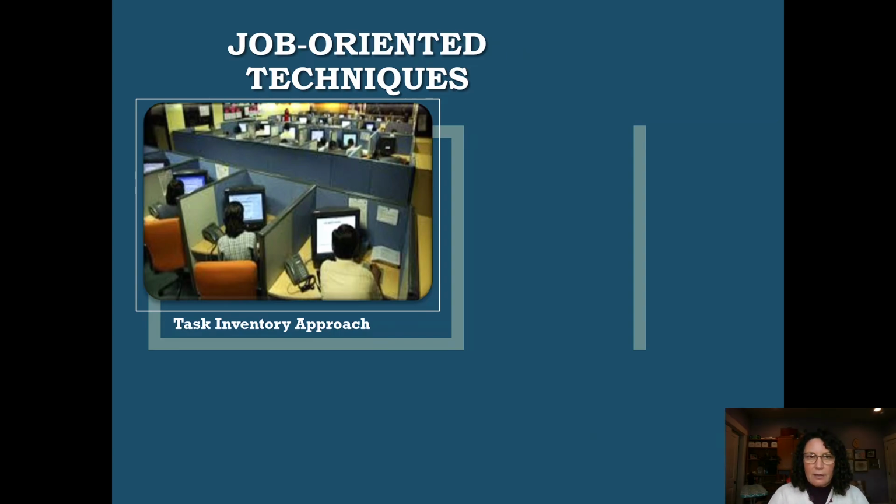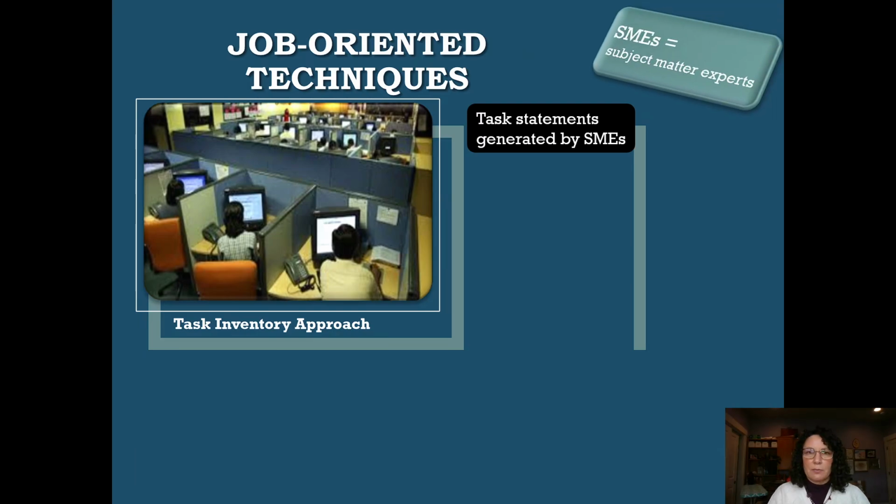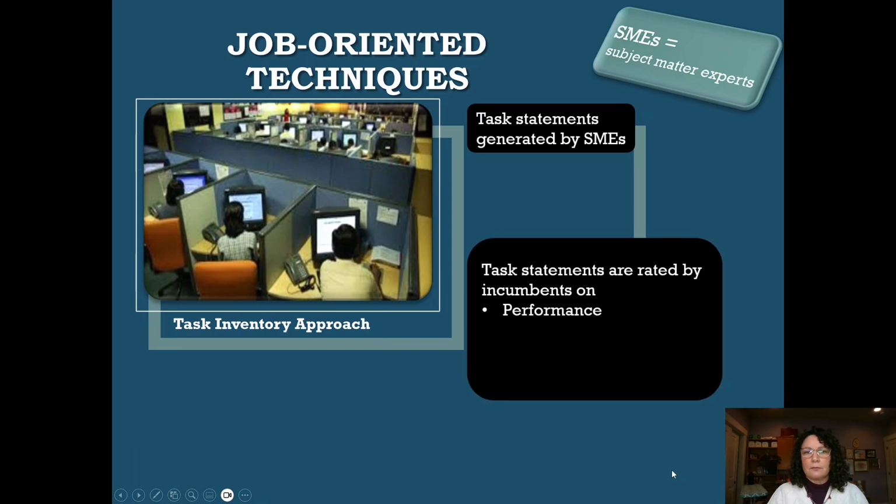Okay, under this category, there are a couple of options. The task inventory approach is where task statements are generated by SMEs. Okay, what's that? That is a subject matter expert. So in a lot of fields, that would probably be a supervisor, somebody who's already what we would call an incumbent. They're already in the job. And so they generate the task statements. Remember in the last video, I told you what tasks are. So they generate task statements of what the job entails.